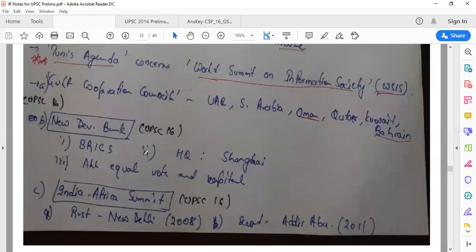So yes, New Development Bank, 2016 question. It was set up by BRICS, headquarters in Shanghai. And the most important part which we have just discussed is all have equal vote and all are sharing equally in the capital department as well. Apart from that, what else was asked? New Development Bank was asked, and there were other questions also related to IR. So let's go there also.